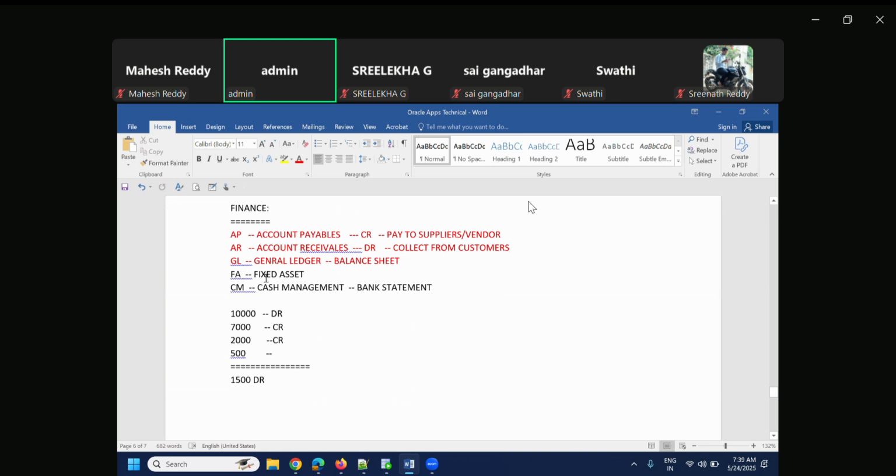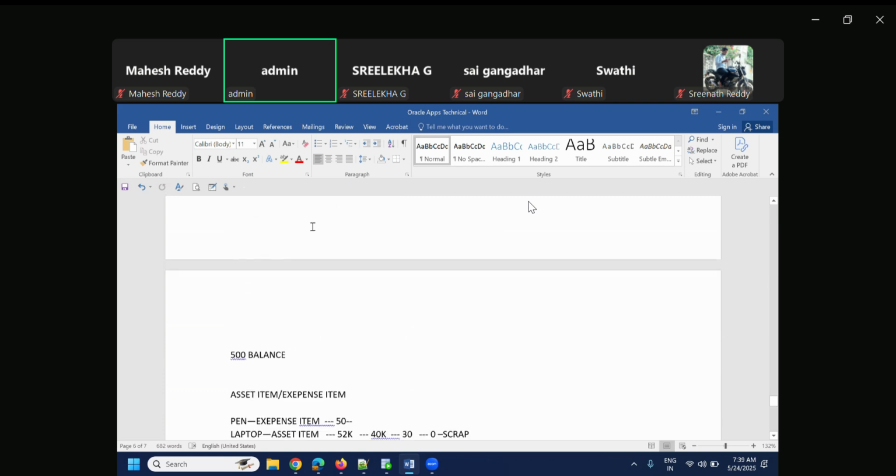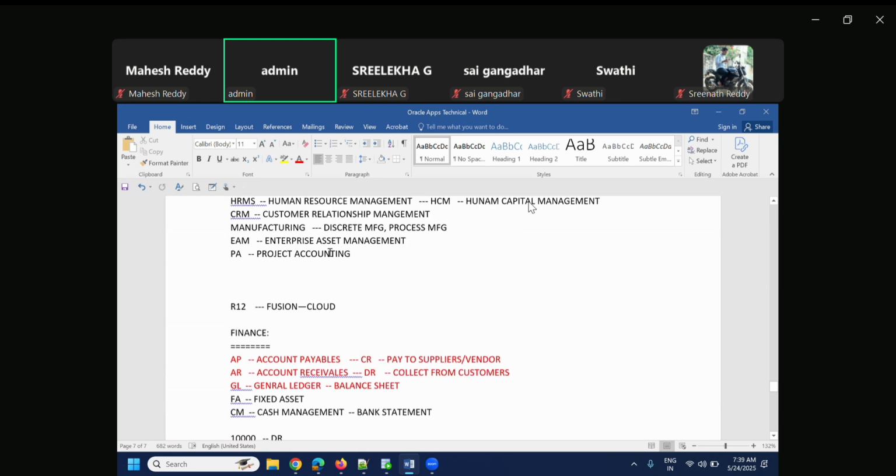So at the end of the day, both the AP and AR transactions will go to GL, nothing but the balance sheet, nothing but one debit equal to one credit. So whatever the debits and whatever the credits, they will match in the GL balances. So any doubts here?